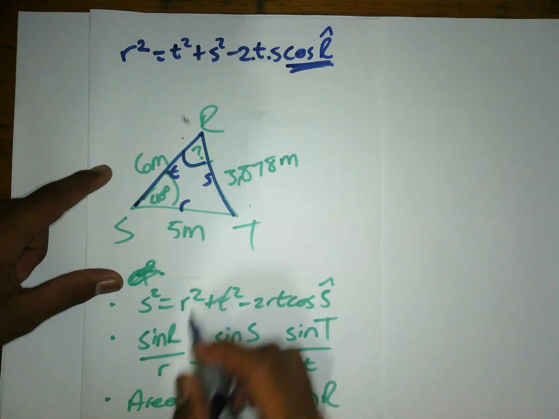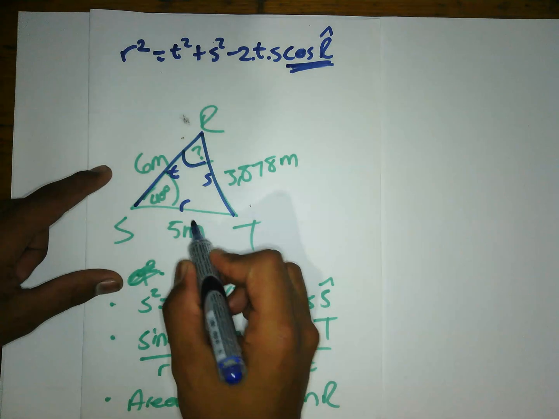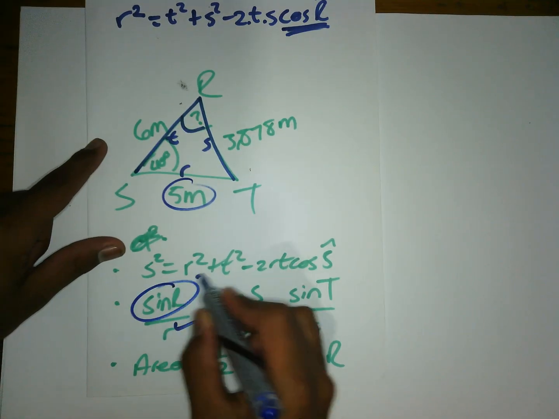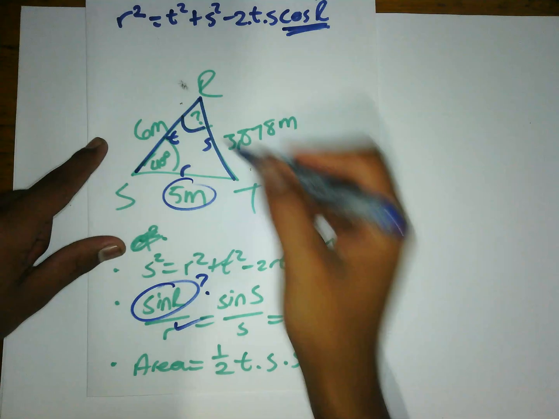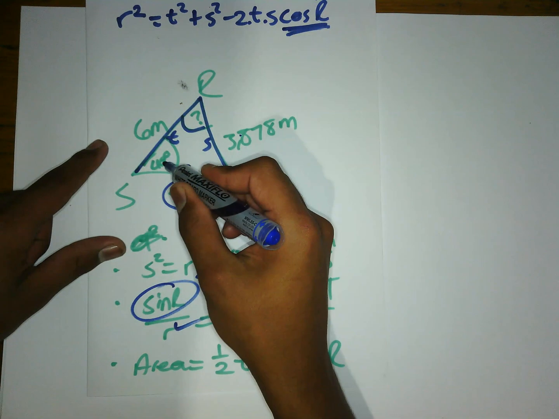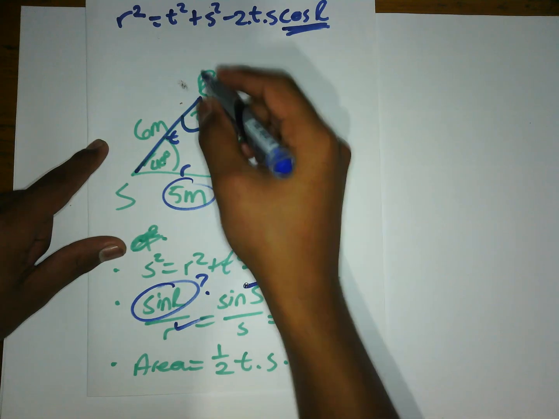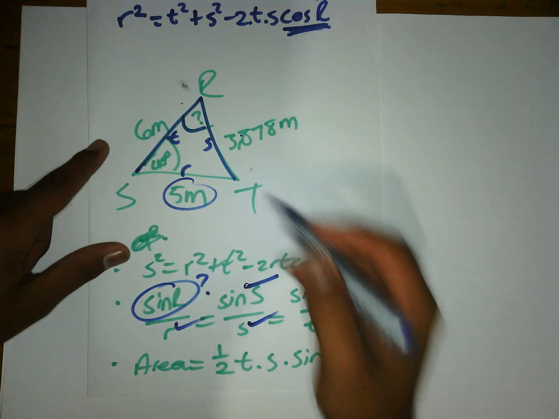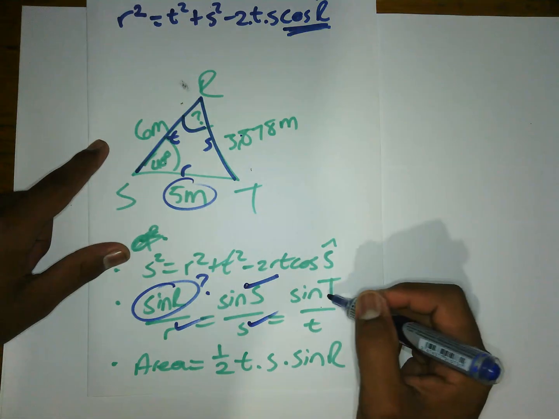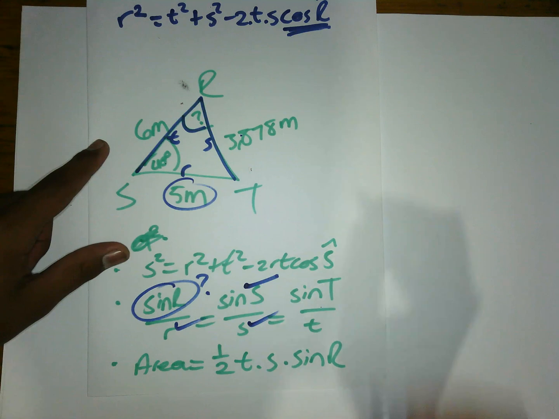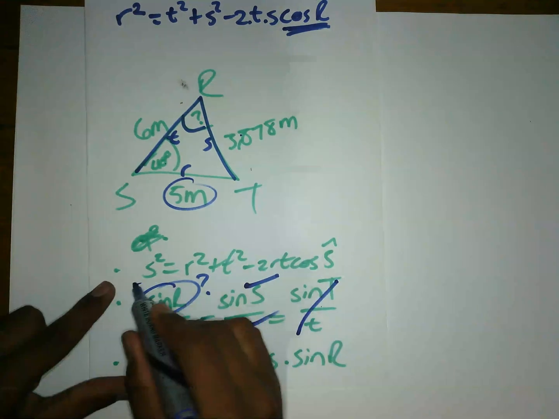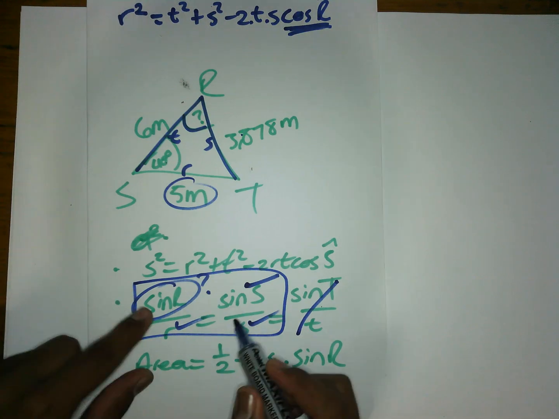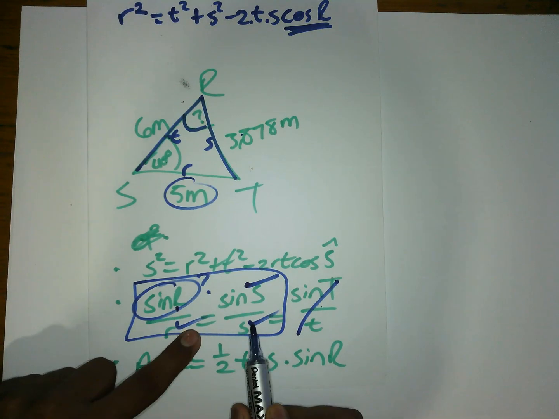So I have my side R, I have my side R. I don't have this one. I have my angle S, and I have my side S, my small s. I have that one. I have my sine T. I don't have sine T, so I can't use this one. But for sine rule, I only need two, like this. So I can get my unknown much more simply than I can get this one.